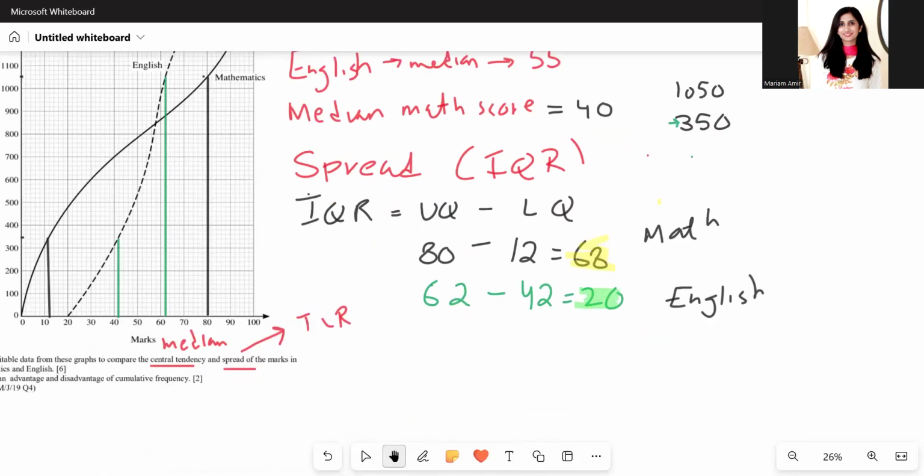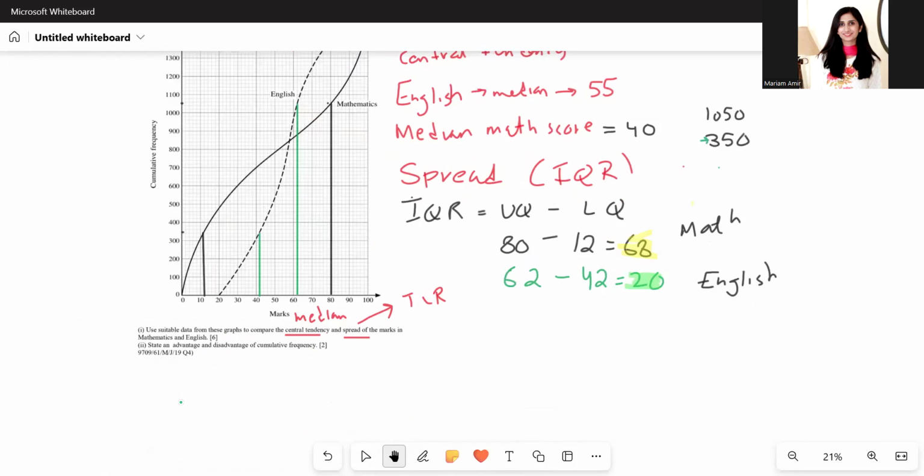Now we need to make a concluding statement regarding this. Interquartile range shows the measure of spread. Greater spread means more variation in the marks. So you can say the greater interquartile range for math shows that students' marks were more varied in math as compared to in English. Okay. Second part is: state an advantage and disadvantage of cumulative frequency.